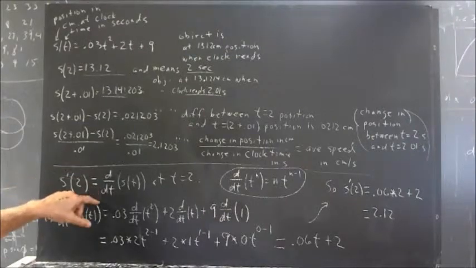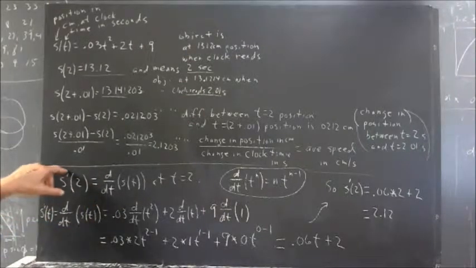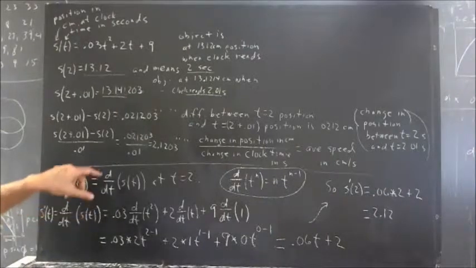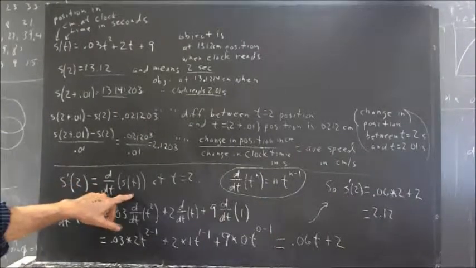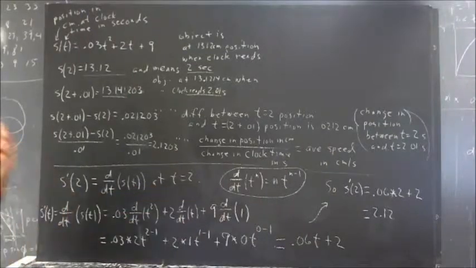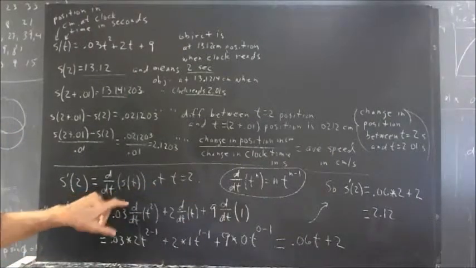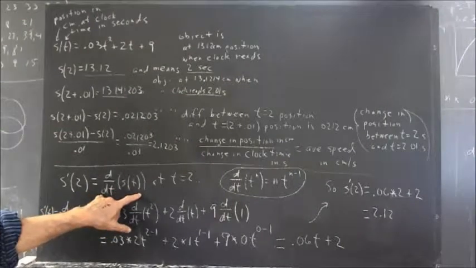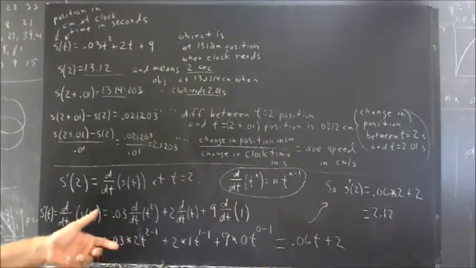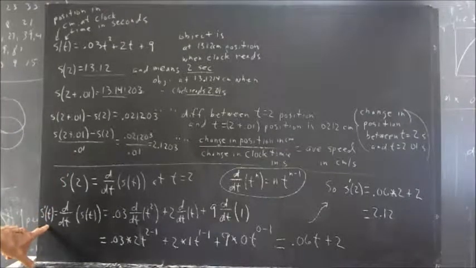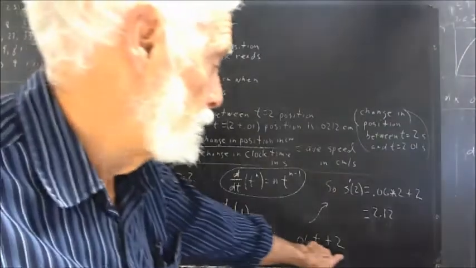Using the d dt notation for s prime, we see that s prime of 2 is going to be d dt of s of t at t equals 2. Now, that doesn't mean we're going to put 2 in for t here. We're going to find the derivative of s of t, and then we're going to substitute 2. Ultimately, we're going to find that s prime of t is 0.06t plus 2.